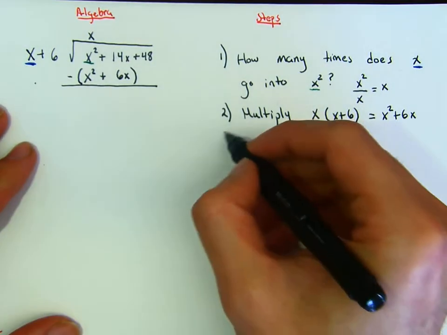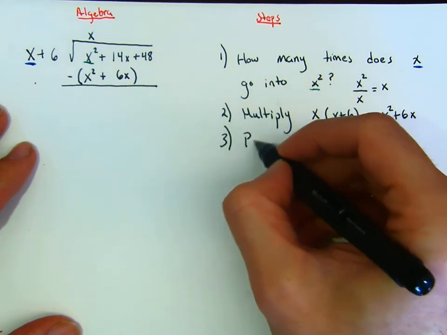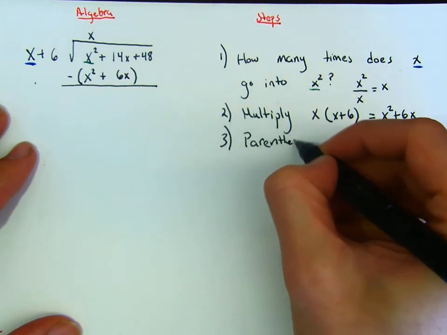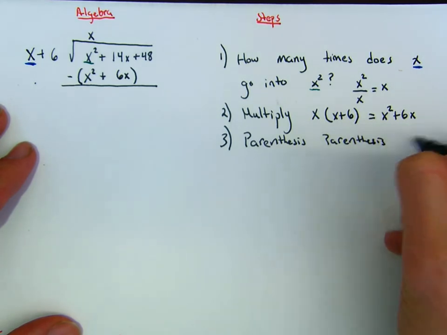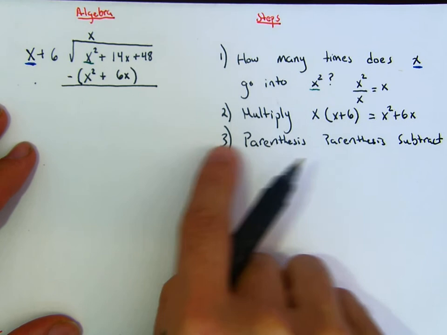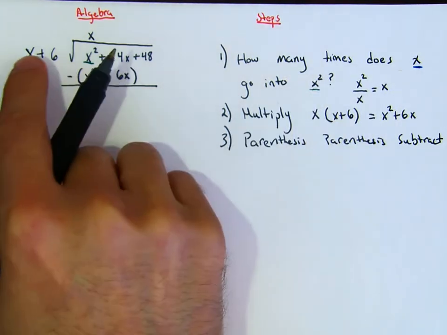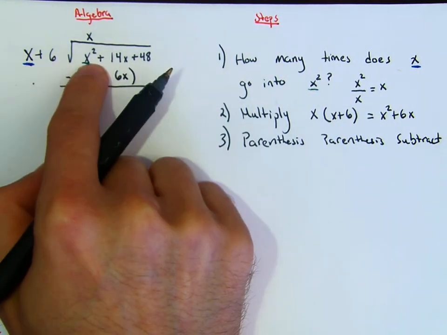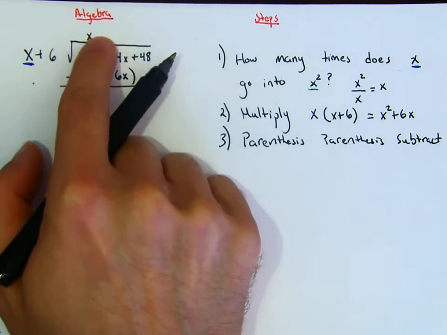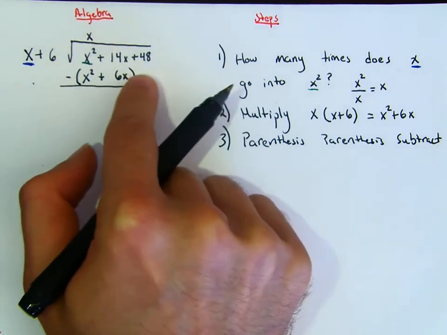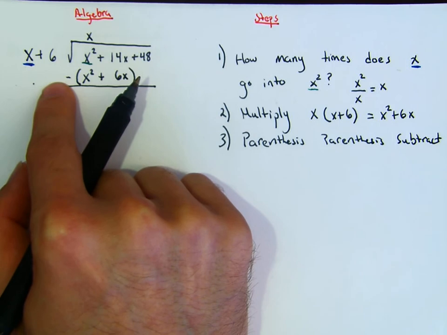Okay? So now here, one thing I like to say is parentheses, subtract. Okay? Because that's what you're doing. The first move is how many times does x go into x squared? It goes in x times x is x squared, x times 6 is 6x, parentheses, subtract.